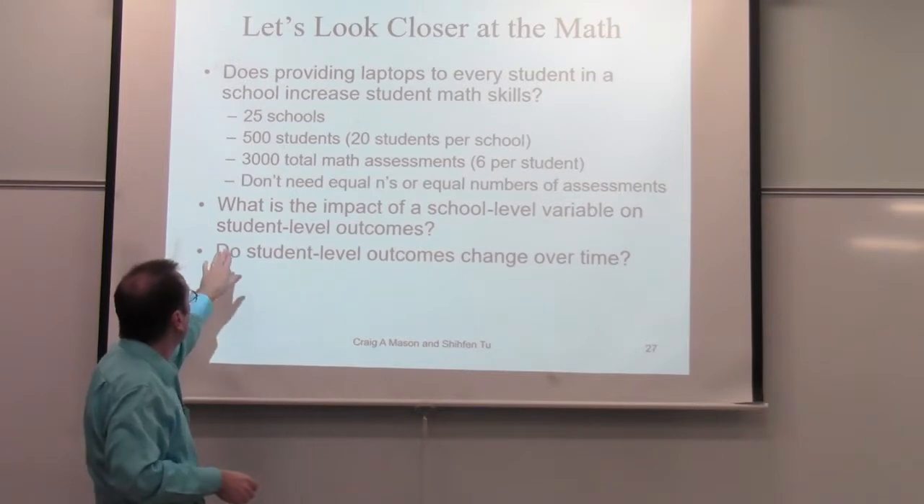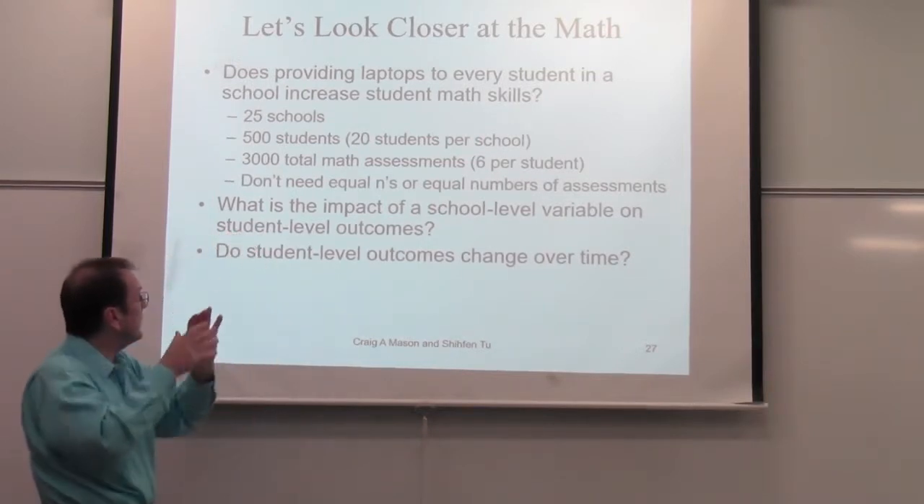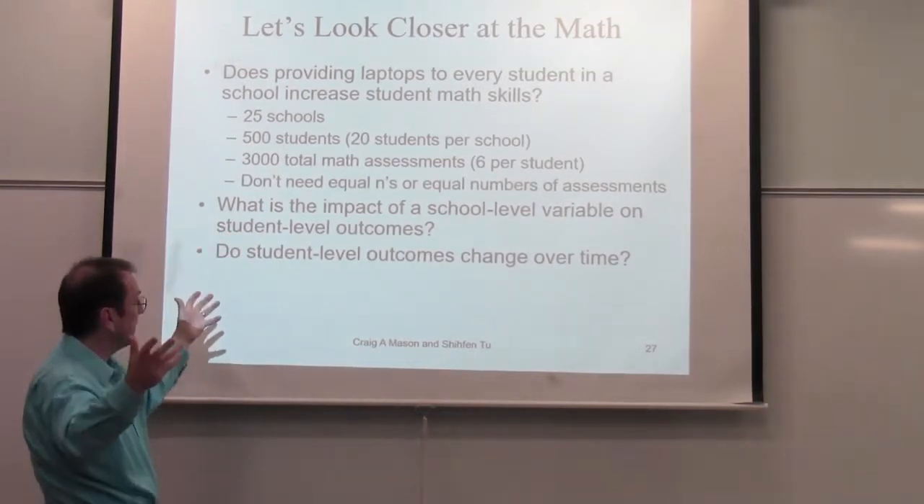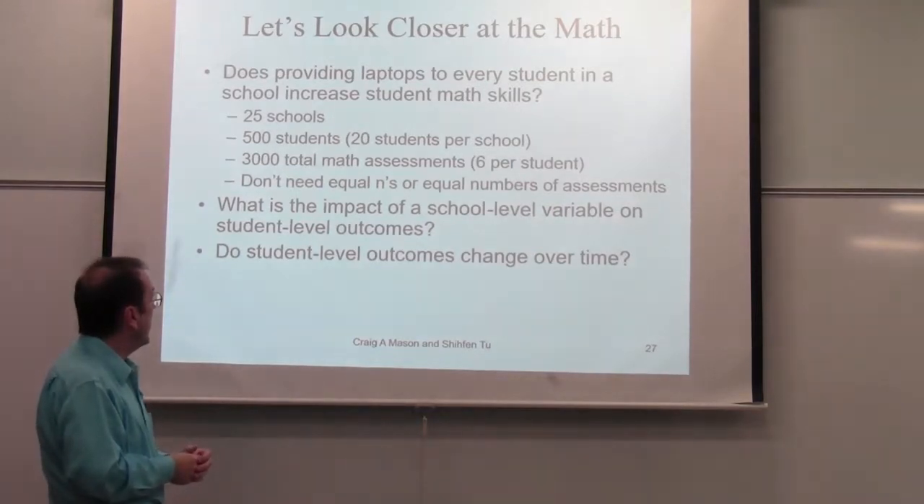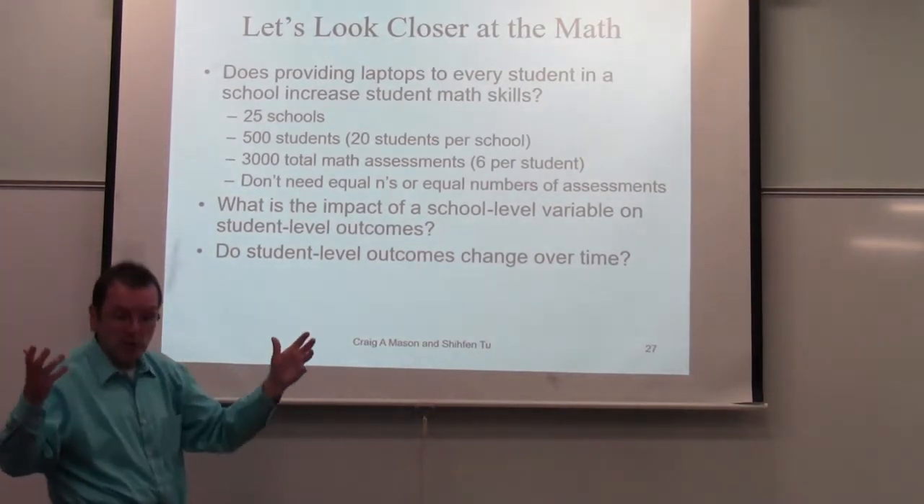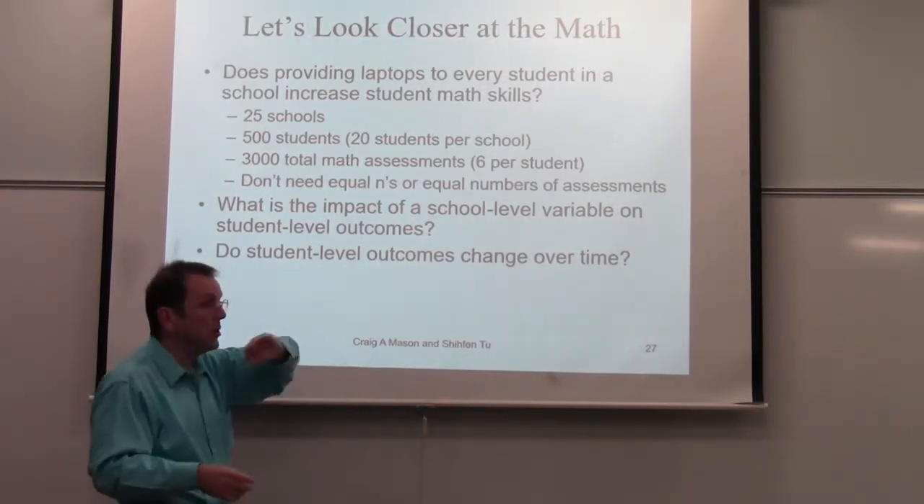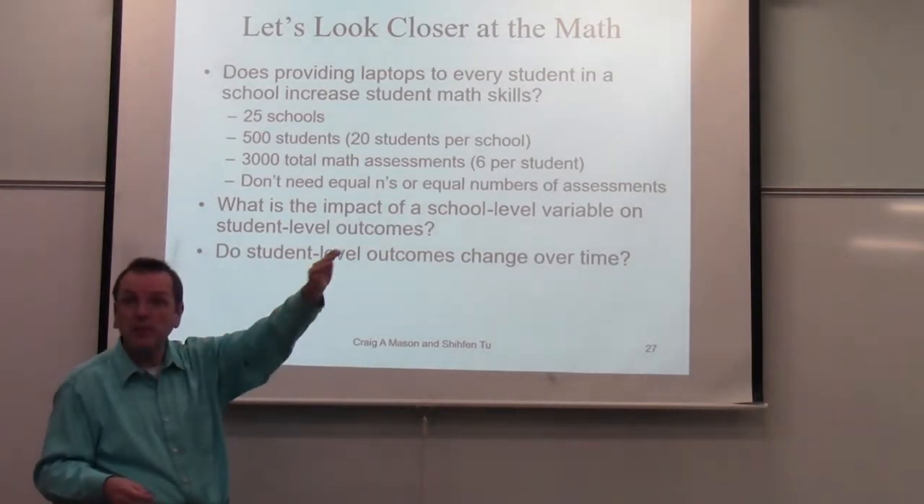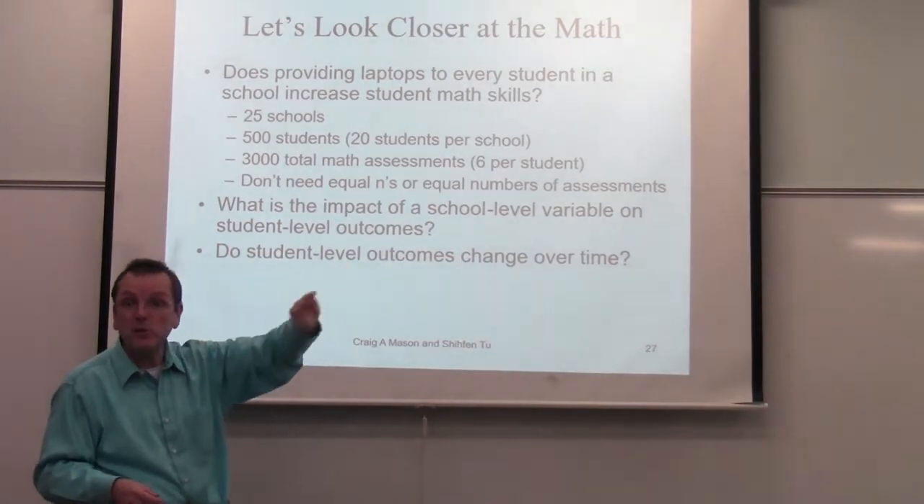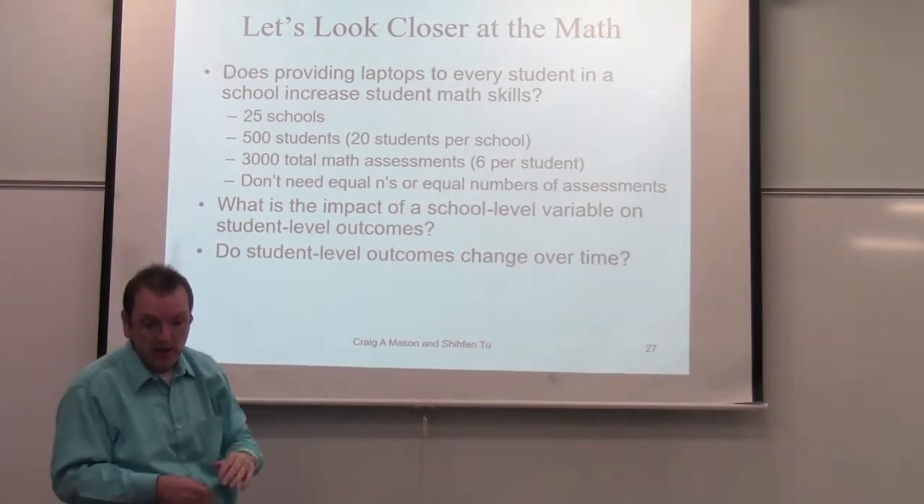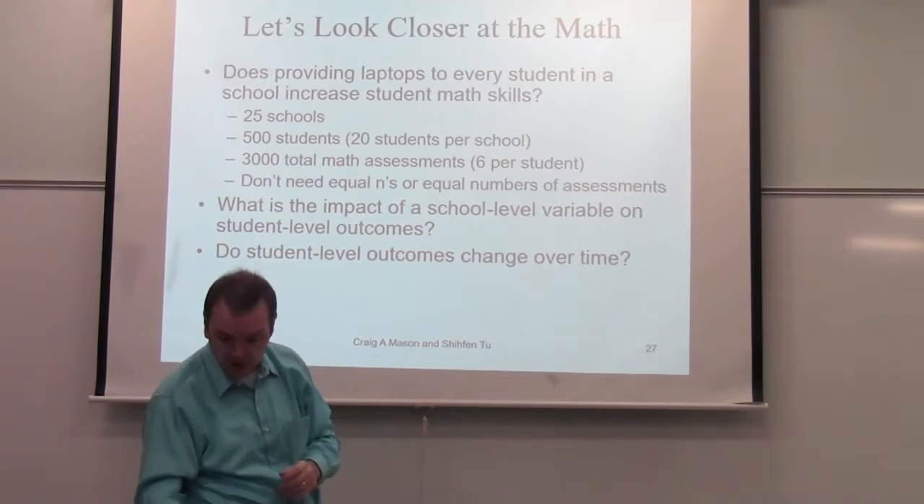So what's the impact of that school level variable? Do all the kids get a laptop? Kind of a natural question. We want to look at whether those outcomes change over time for the kids, and what might be related to them. Is that math performance, those math skills, changing over time?